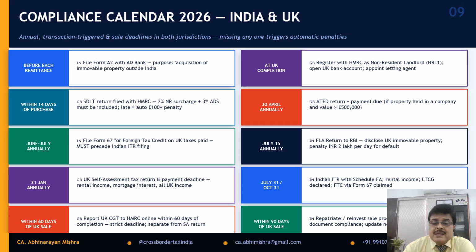Within 60 days of UK sale, you must report UK capital gains tax to HMRC online, within 60 days of completion. This timeline is strict, the deadline is fixed. This is separate from the self-assessment return. And within 90 days of repatriation, reinvest or repatriate proceeds as per the FEMA Overseas Investment Rules 2022. So this was about the compliance calendar you should follow.